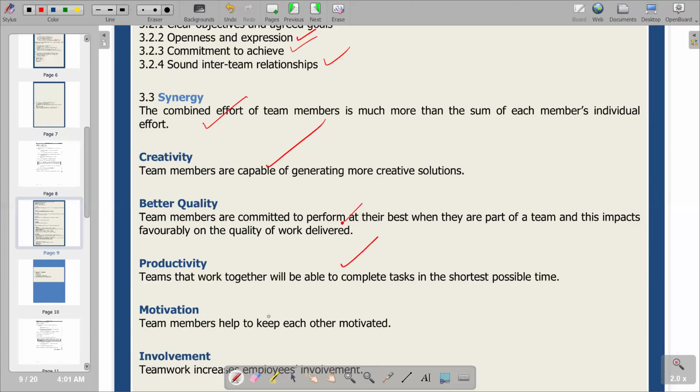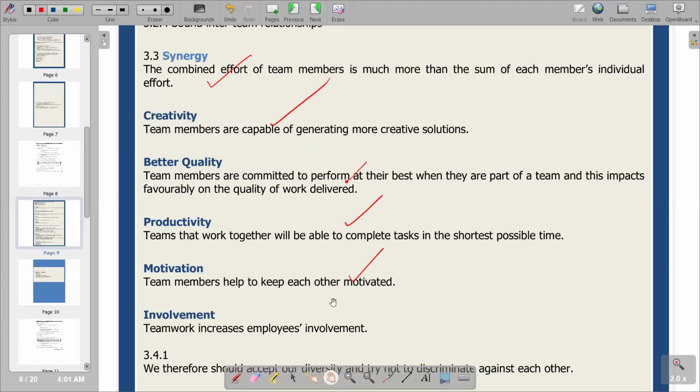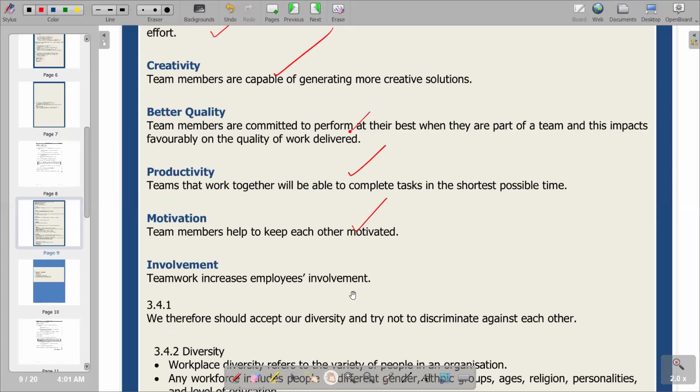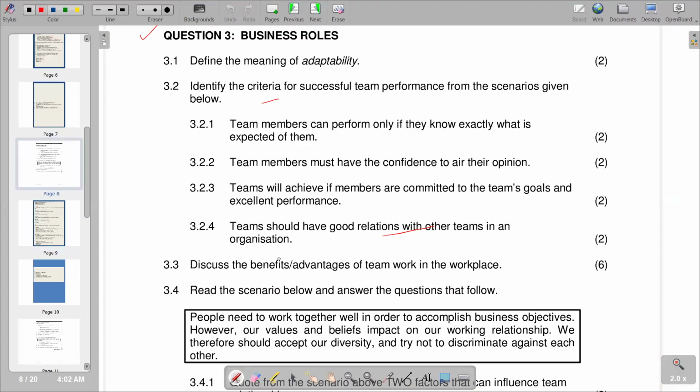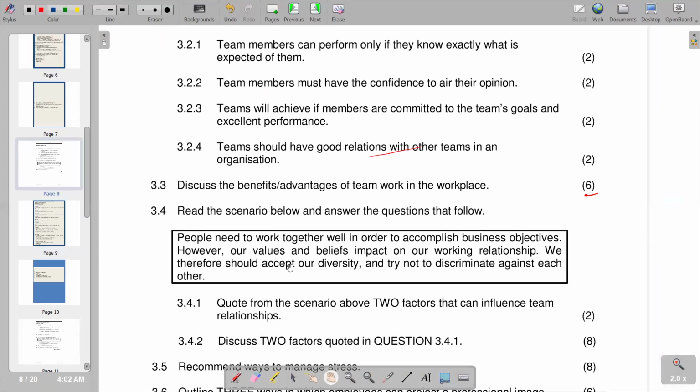Then we've got motivation. Team members help to keep each other motivated. Very correct. And then also we've got involvement. Teamwork increases employees' involvement. So obviously there's no sabotaging along the production processes because of teamwork. And also the issue of bottlenecking is not experienced along the production processes. So basically that's what we have. But going back to our question, you see that our question has 6 marks. So obviously at least 3 points are required there. We've got various points there, and we can just pick the ones that you think are understandable to you.